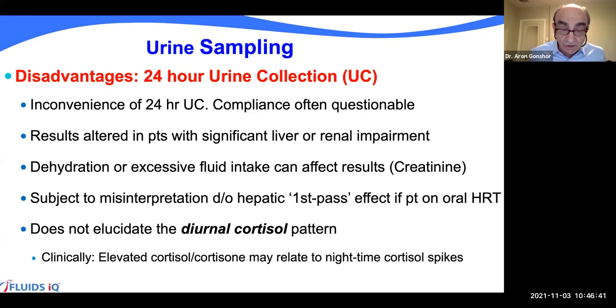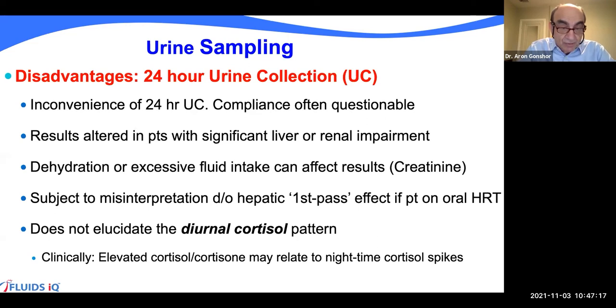The results can also be altered very significantly in patients that have problems with liver and renal function. If it's impaired, that can put in doubt any type of result you're getting in 24-hour urine. For example, dehydration, or excessive fluid intake, affects the results. It affects the creatinine, which I'm not going to go into detail on, but that is a key marker you need to be aware of when you're actually looking at urine results. So because of that, you can run into problems.